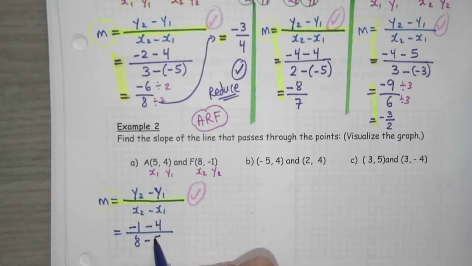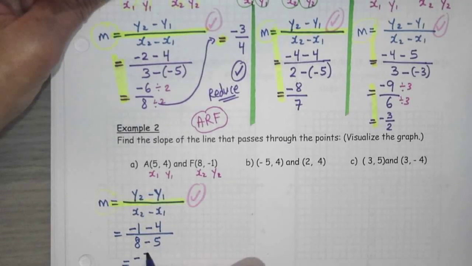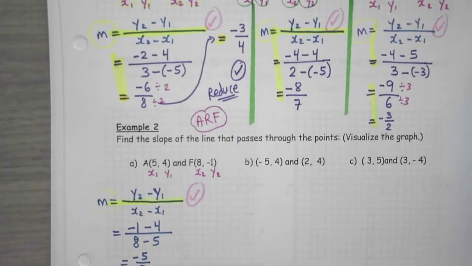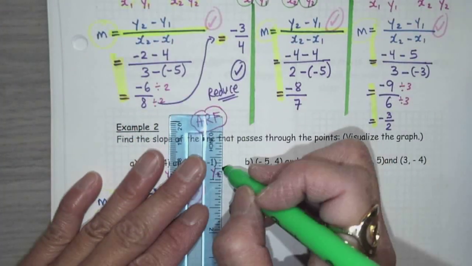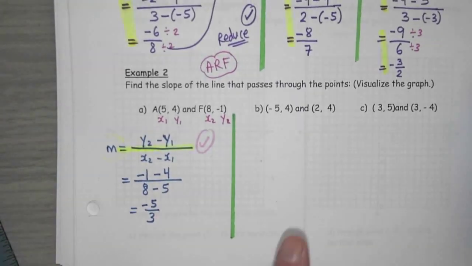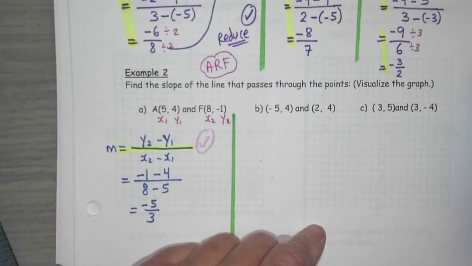And then we're going to go -1 minus 4 over 8 minus 5. When I get this one, I get -5 over 3, and I can't do anything else, so that's done. That one wasn't really a special case. Okay, that's not really a special case.